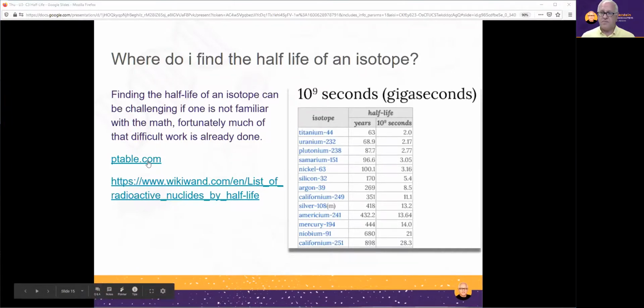On Ptable, you can click on the top at isotopes, pick an element. Let's look at beryllium. Find the isotope that you want to find. Click on that, and it will tell you that of the isotopes of beryllium, beryllium has a half-life of 154 days, depending upon which isotope of it you have. Pretty good.